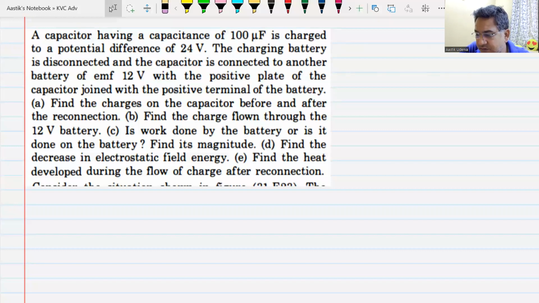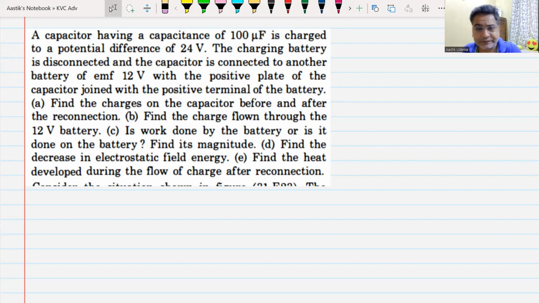Then we have this question. A capacitor having capacitance of 100 microfarad is charged through potential difference of 12 volt. The charging battery is disconnected and the capacitor is connected to another battery of EMF 12 volt. The positive terminal of the capacitor is connected to the positive terminal of the battery. Then you have to find out everything before and after.